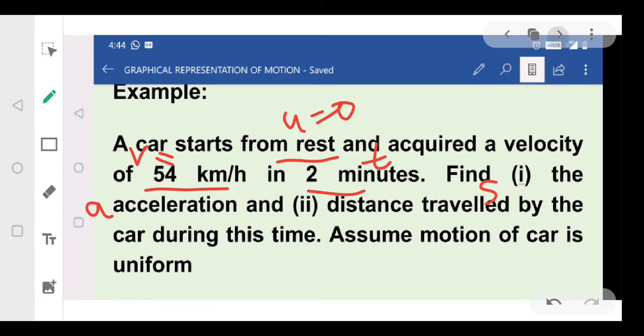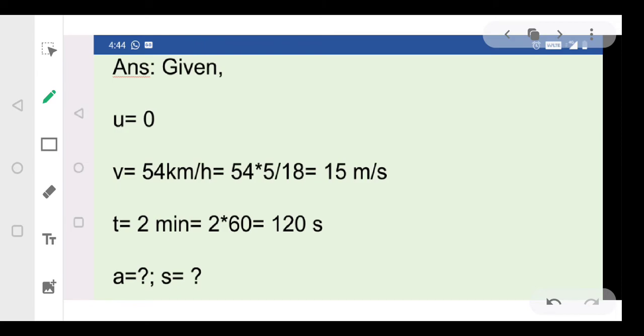Okay, now let us start by writing what is given to us. u is 0, v is 54 km per hour. Time is given in minutes. So the first thing we are going to do is change this into SI units. If we have to convert kilometer per hour into meter per second, we have to multiply it by 5 by 18. We will get it as 15 meter per second. Now the time given to us is 2 minutes. If we multiply 2 minutes by 60, we will get seconds, that is 120 seconds.